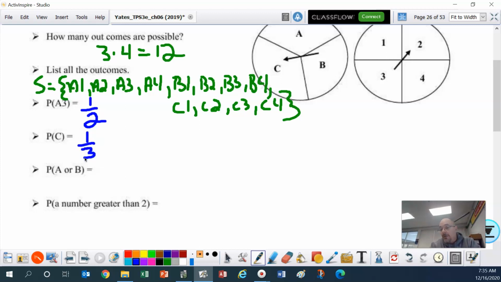A or B? Okay, well, there's one A and there's one B, so that's 2 out of 3. Again, you don't even have to look at both spinners. You can just look at the first one. And then the last one, same thing.